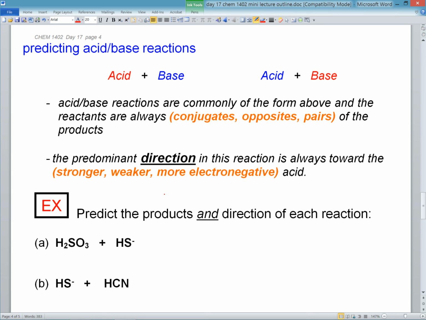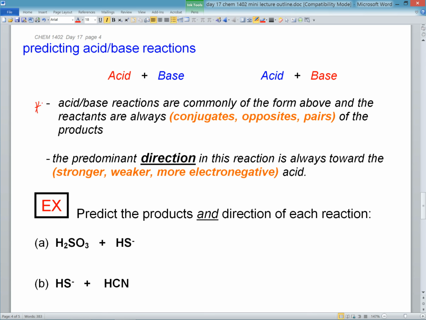Predicting acid-base reactions. So we're going to be given the reactants. Not only do we want to predict the products, but we have to predict the direction the equilibrium is going to lie. In other words, if you draw an arrow pointing towards the products, that means at equilibrium, you're going to have almost all products. If you draw an arrow pointing towards reactants, that means the reactants are going to dominate, right? There's going to be mostly reactants at equilibrium. Okay. So there's some tricks to doing this.